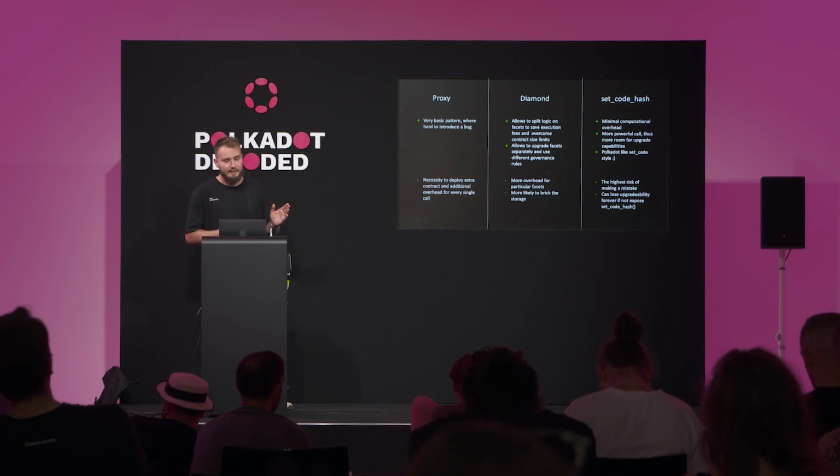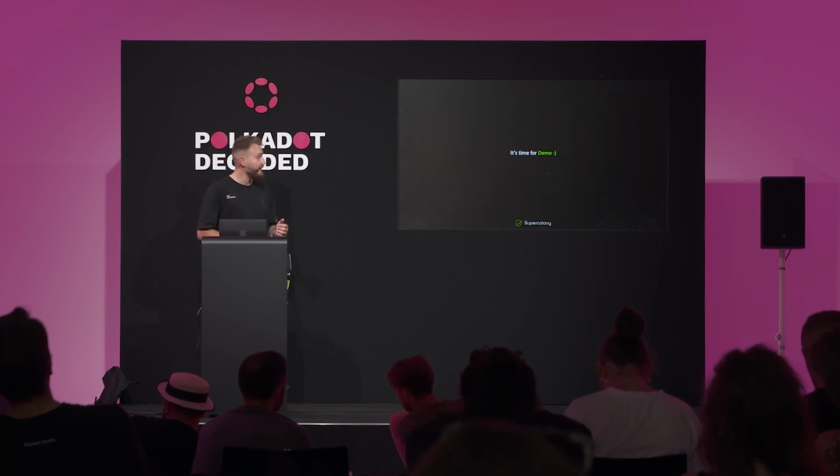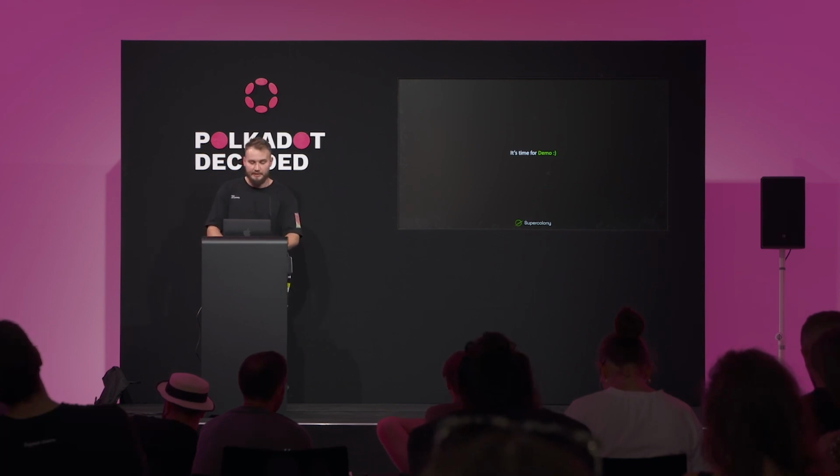For example, you can start your project with the proxy upgradable pattern, then upgrade it via set code hash to the diamond, and then in the next upgrade, just remove this feature altogether. Of course, it comes with all of the high risks involved. So right now, let's stop talking about the theory and go to the demo.